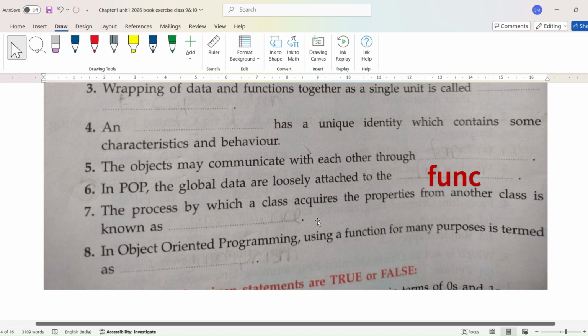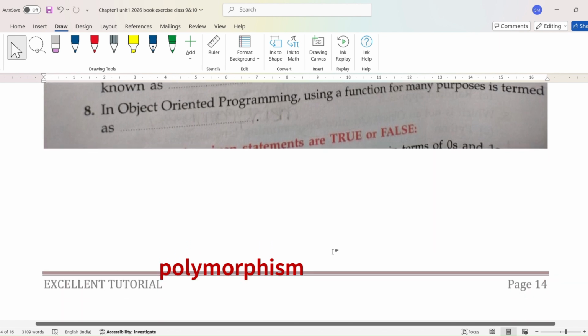Question 7. The process by which a class acquires the properties from another class is known as dash. The answer is inheritance. Question 8. In object-oriented programming, using a function for many purposes is called dash. The answer is polymorphism. Polymorphism means same name, different purposes.